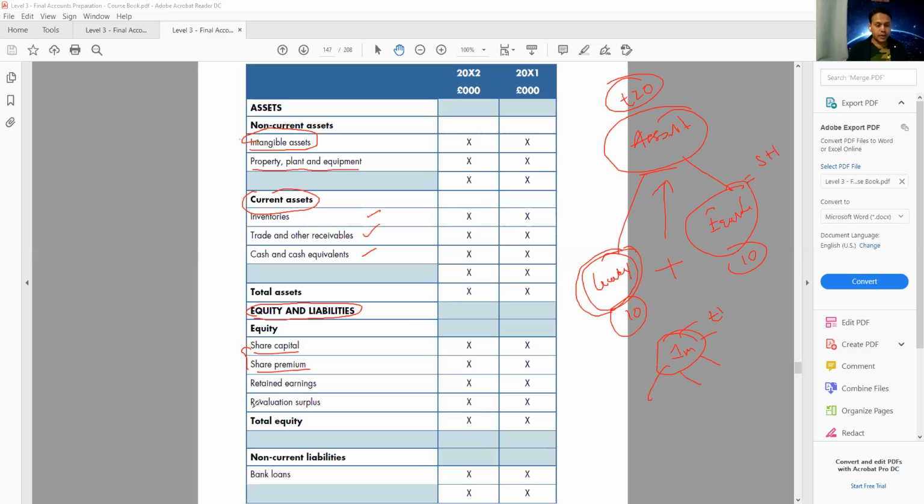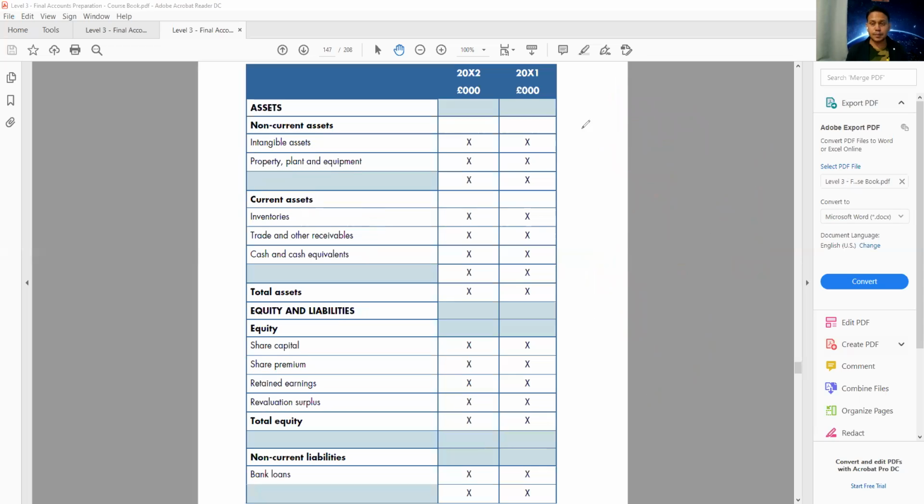Okay, the retained earnings and the revaluation surplus. Retained earnings, we call it RE. Retained earnings is the money that we keep from the profit. For example, in 2019, if the business makes a profit of 20,000, and from this 20,000 we give a dividend of 10,000, and the 10,000 is the remaining, it's called RE, retained earnings.